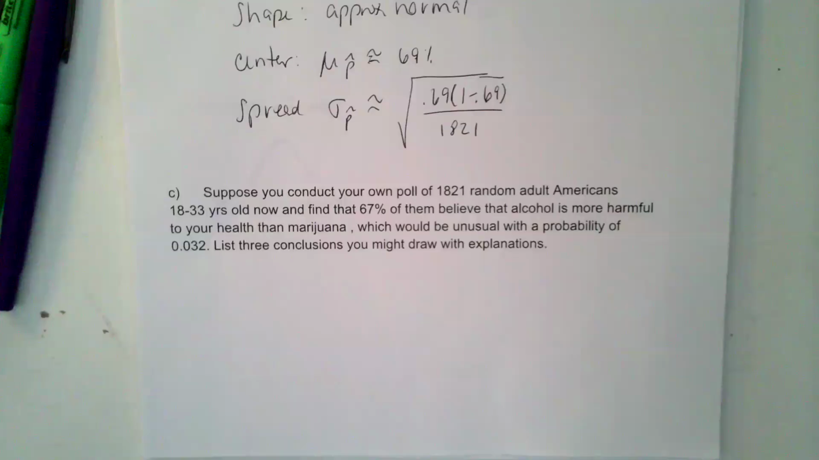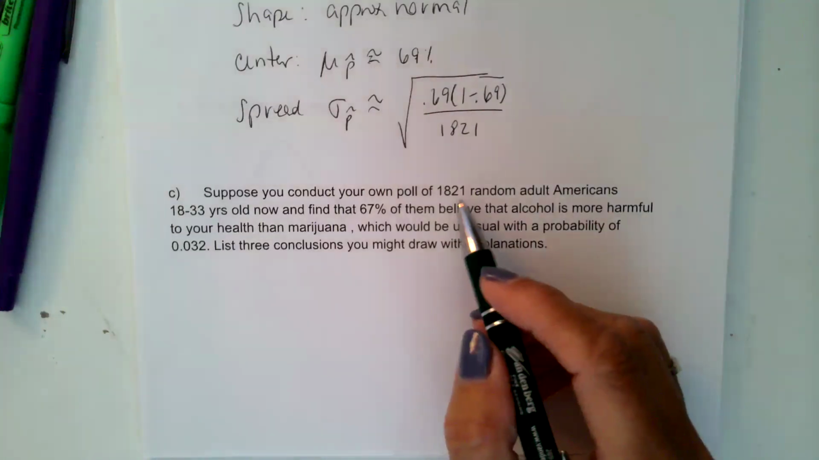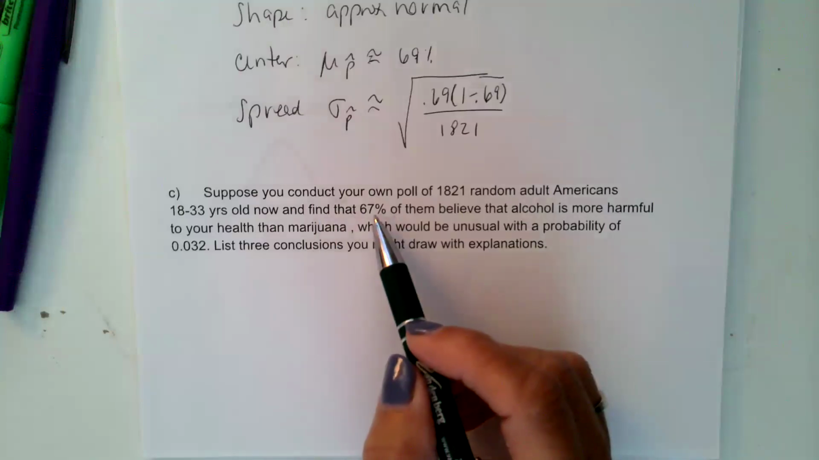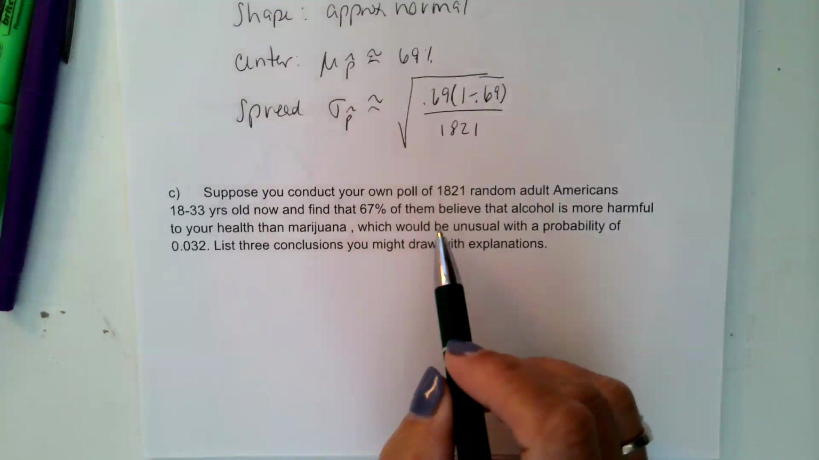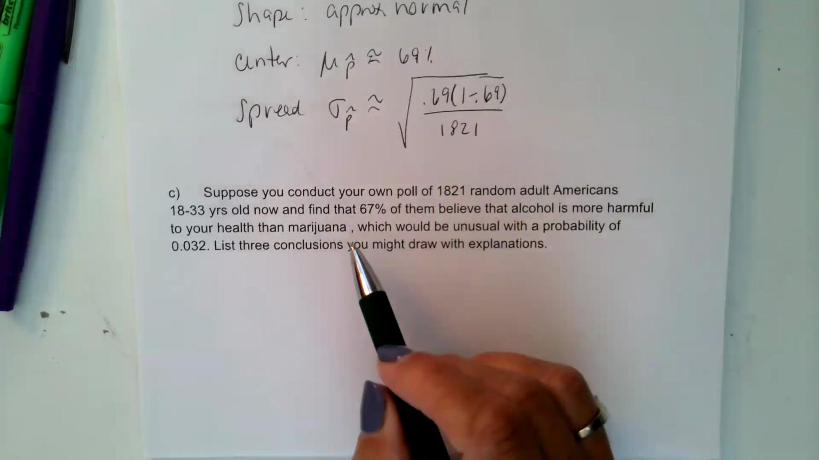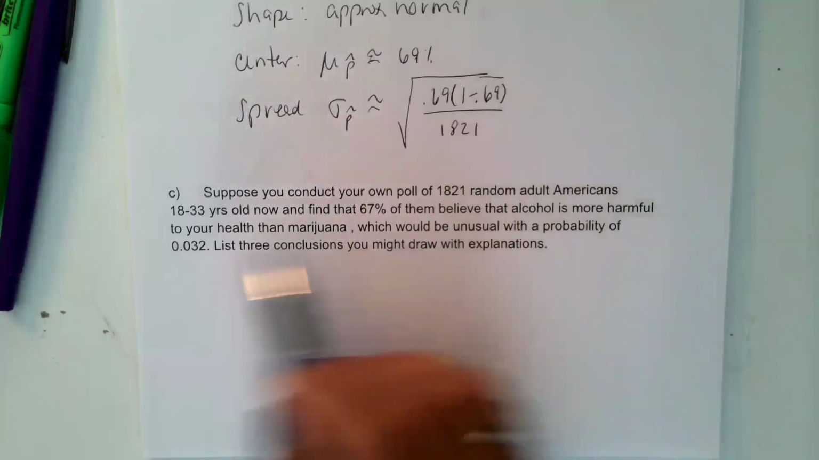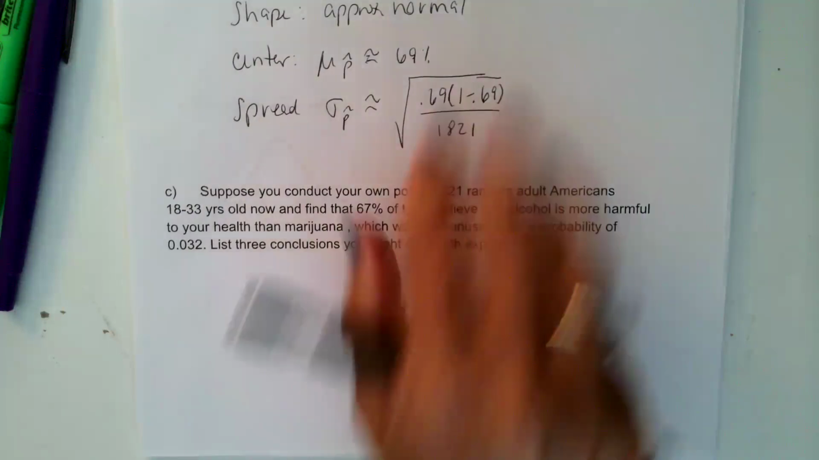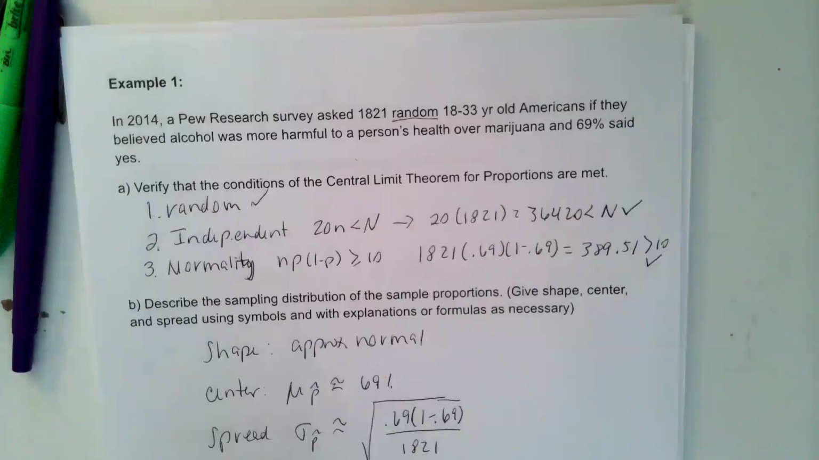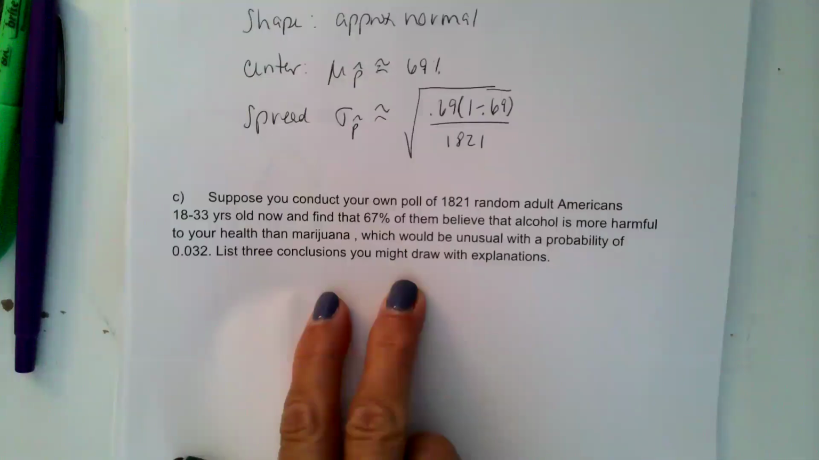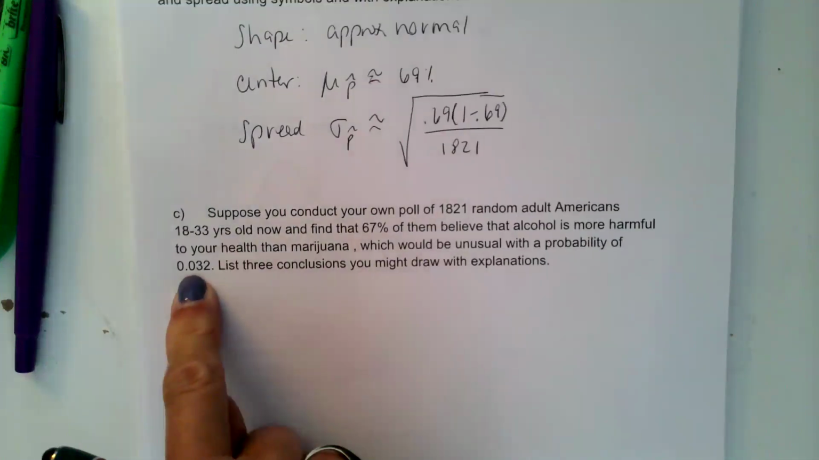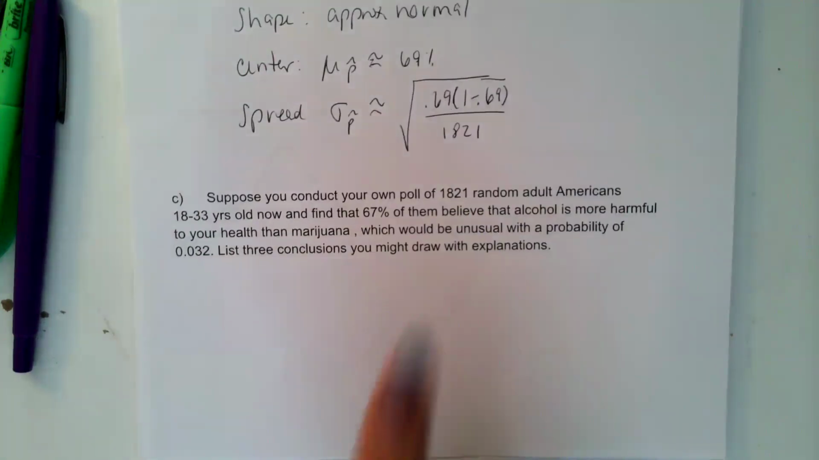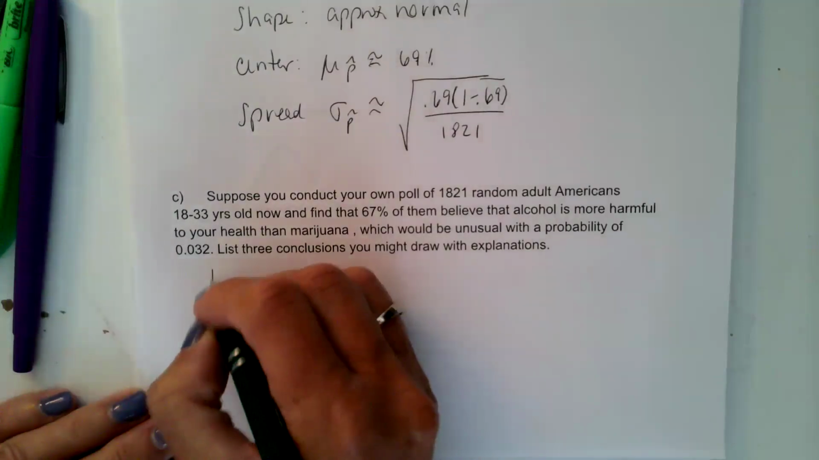Okay. So suppose you conduct your own poll of 1,821 random adult Americans between these ages, and you find that 67% believe that alcohol is more harmful to your health than marijuana, which would be unusual with a probability of 0.032. Okay, we figured that out, and we know that having 67% is very small. It's less than 69%, and it doesn't seem small, 2 percentage points, but it is. It's less than 5%, which we said is unusual. So what could be three conclusions that you might draw? Okay, these are three typical conclusions that could be drawn.